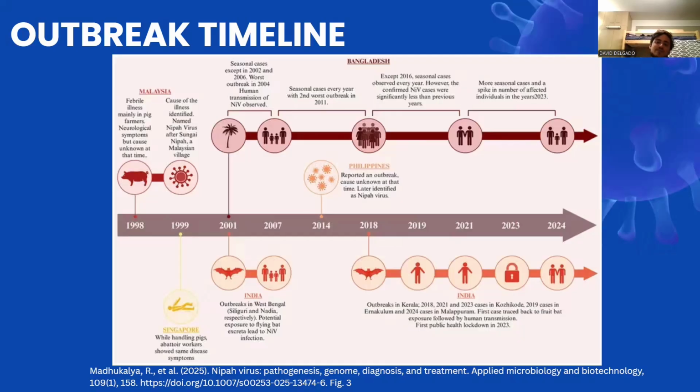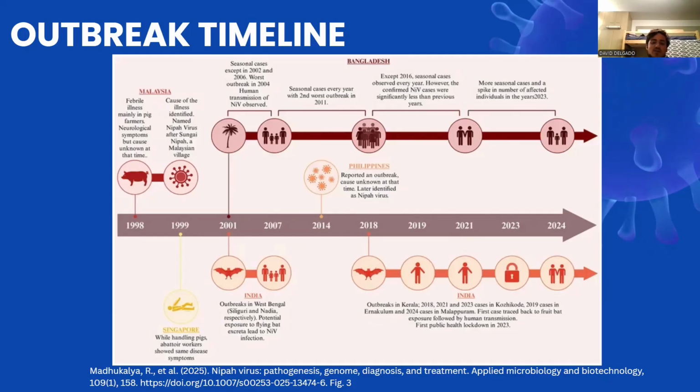So, going into our outbreak timeline, this virus originated in Malaysia and was named after its original place, which was Sungai Nipah, a Malaysian village. It was first found in infected pigs on pig farms, and the mainly infected people were pig farmers. When they noticed that there was an outbreak of this illness, they decided to try to control it by having extra sanitation at the farms, culling infected pigs, and making sure to keep an eye on it over time.